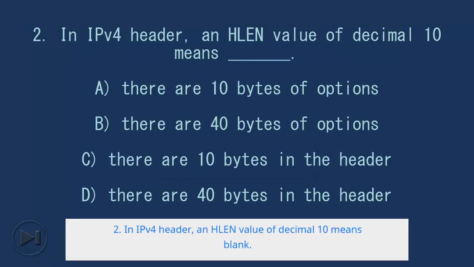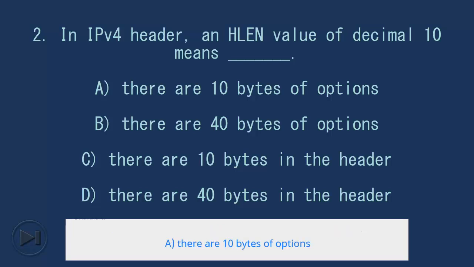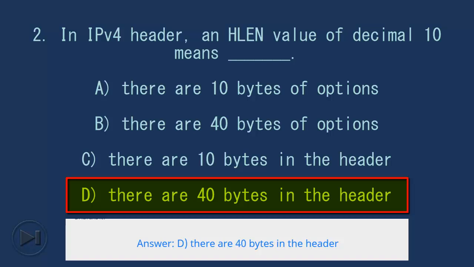2. In IPv4 header, an HLEN value of decimal 10 means blank. A. There are 10 bytes of options. B. There are 40 bytes of options. C. There are 10 bytes in the header. D. There are 40 bytes in the header. Answer, D. There are 40 bytes in the header.